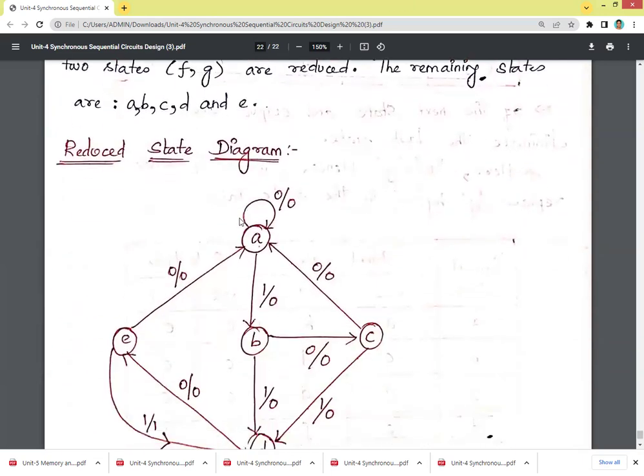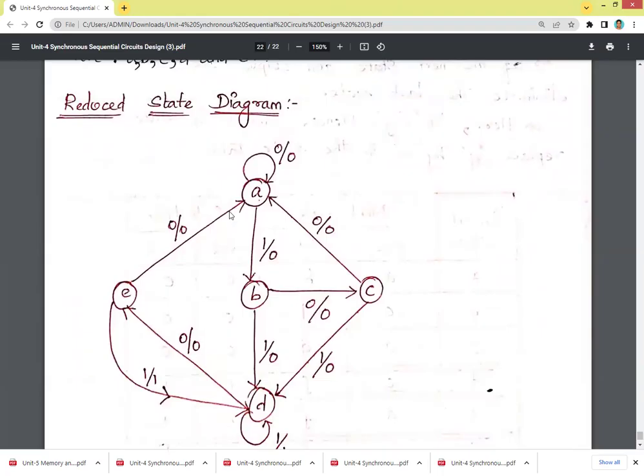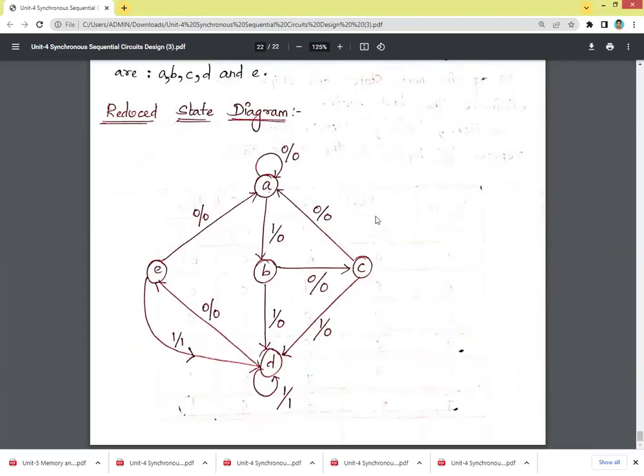Now this is your reduced state diagram. If your question asks only for the state reduction and a reduced state diagram, then you can do the steps up to this. When they ask for a design, then only you go for the design part for the reduced state diagram. Otherwise, this is sufficient. Thank you.